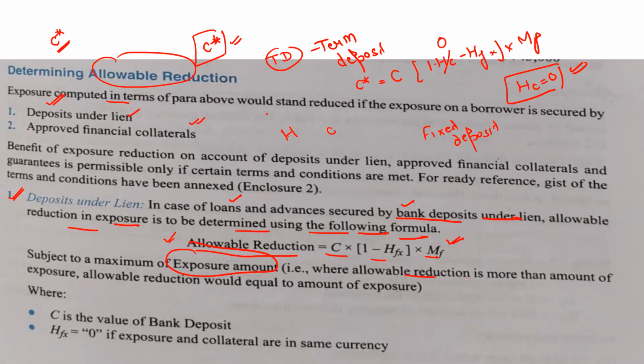So where the allowable reduction is more than the amount of exposure, the allowable reduction would be equal to the amount of exposure. That is basically the maximum, the exposure amount. Here C is the value of the bank deposit. HFX is 0 if exposure and collateral are in the same currency, and HFX is equal to 0.08 if the collateral and exposure are in different currencies.